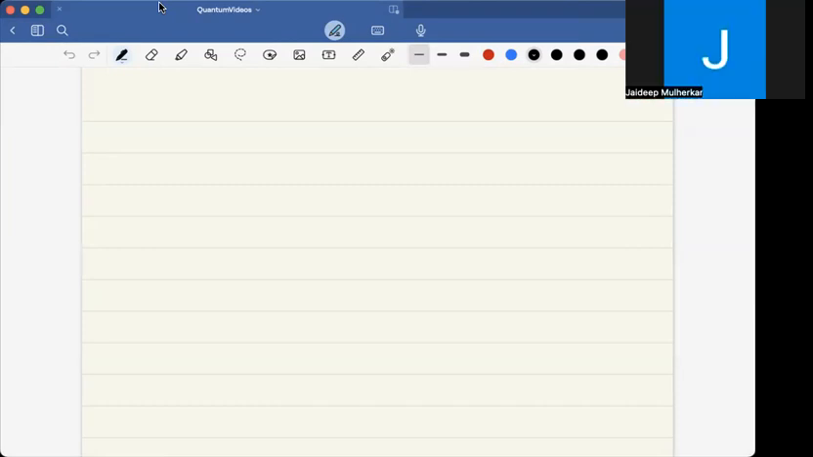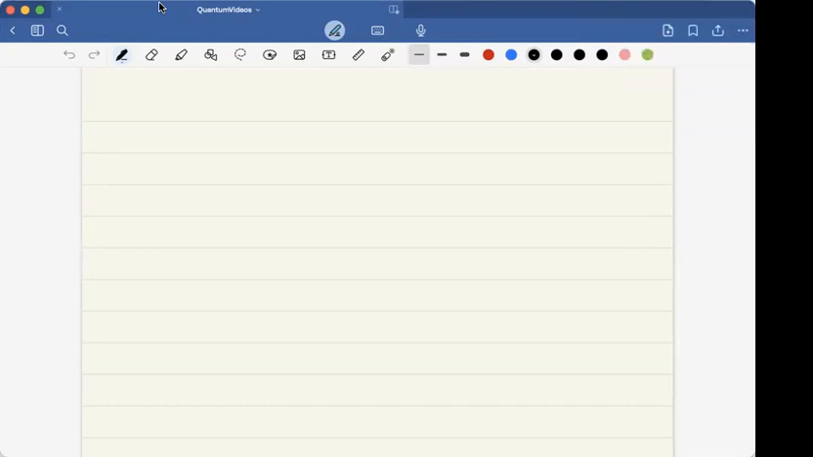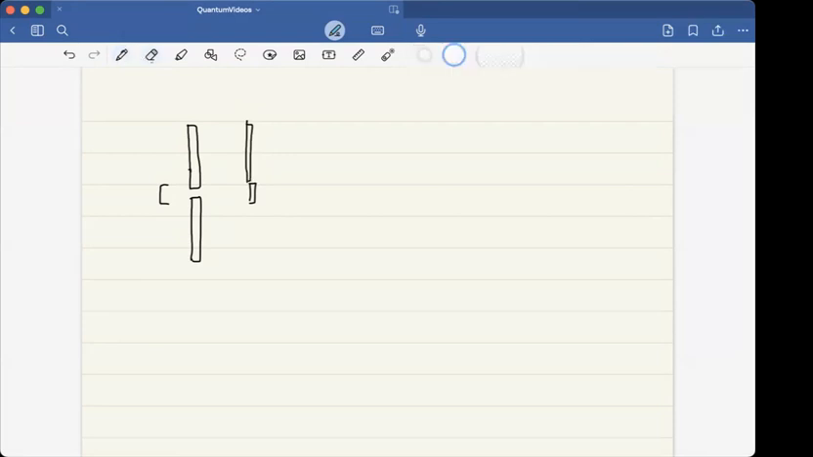So let's start with the setup. The setup is the following. You have a source plate, so let me draw this over here, with a hole in it. And there is some source which could be emitting some particles. And then you have a plate that has got two slits. You have a plate that has got two holes in it.